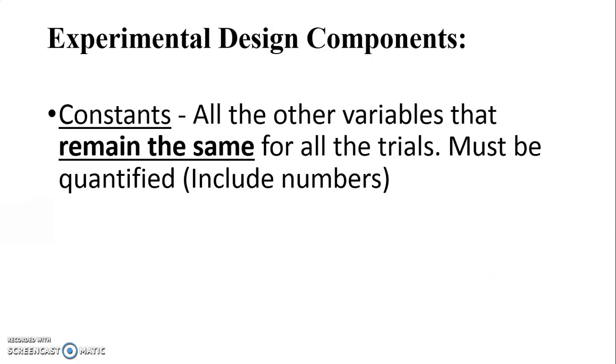Then we have our constants. These are all the other variables that remain the same for all the trials. So continuing with the sample that I've been giving you, a constant could be the soil, the water, the amount of light, the type of pot. So those are all constants. Those are things that are going to be the same across the board.